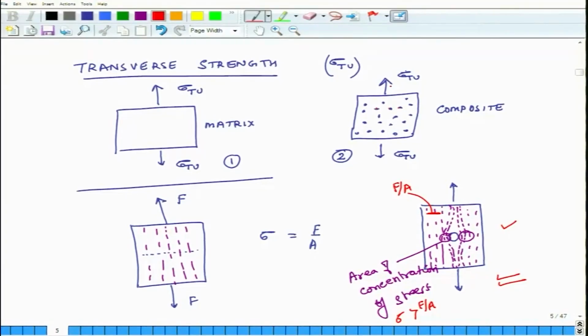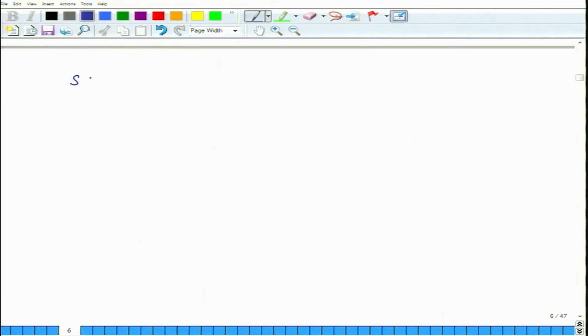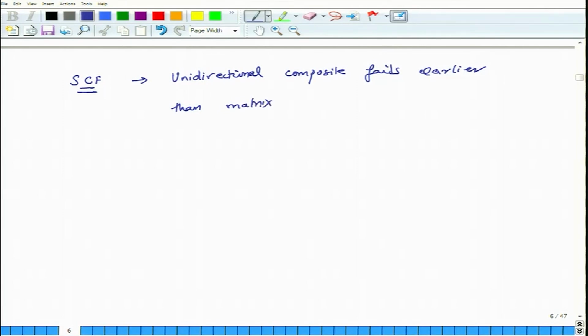Okay. So, what I mean to say is that when I subject a unidirectional laminate in the transverse direction using a uniformly distributed force, I still have a stress concentration factor, SCF, and because of this stress concentration factor, unidirectional composite fails earlier than matrix when loaded in tension in transverse direction.